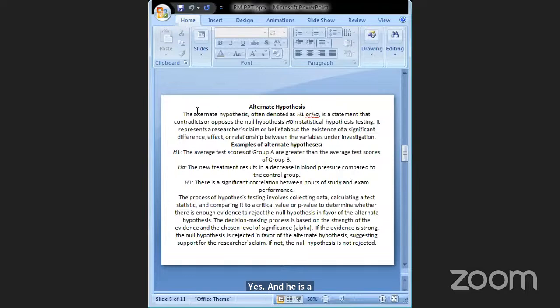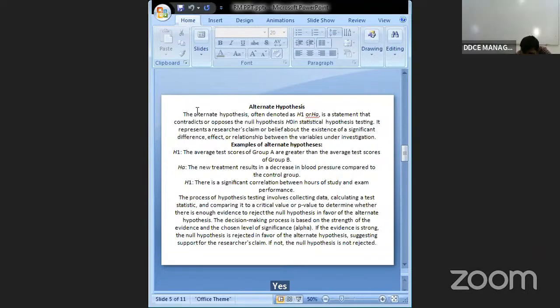Null hypothesis बोल रहा था there is no significant correlation between hours of study and exam performance. But alternate क्या बोलेगा? Yes, there is a difference. Either it may be positive or it may be negative, but there is a difference. If the researcher opposes the existing statement, then there is a question about research. Otherwise, if you agree with the null hypothesis, then there is no notion of research.